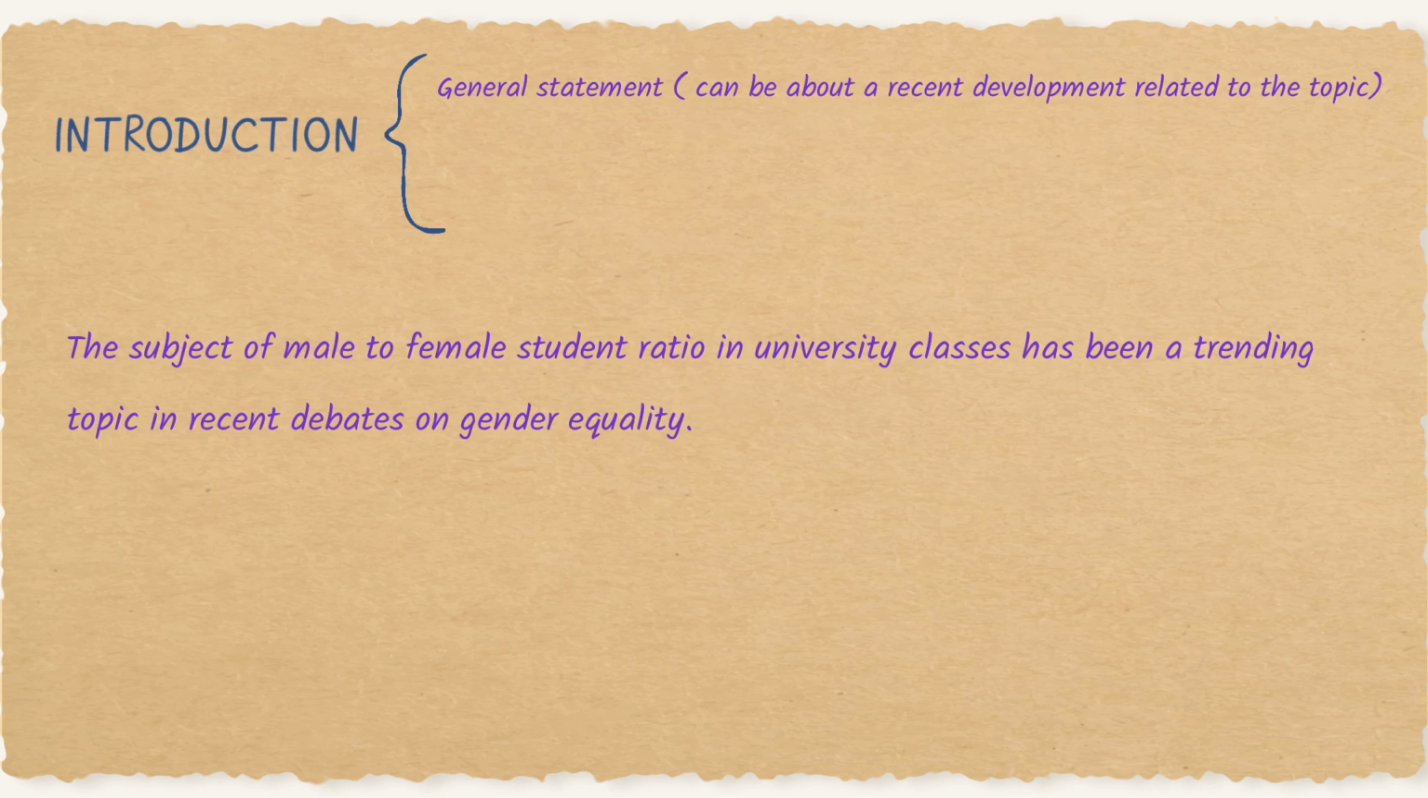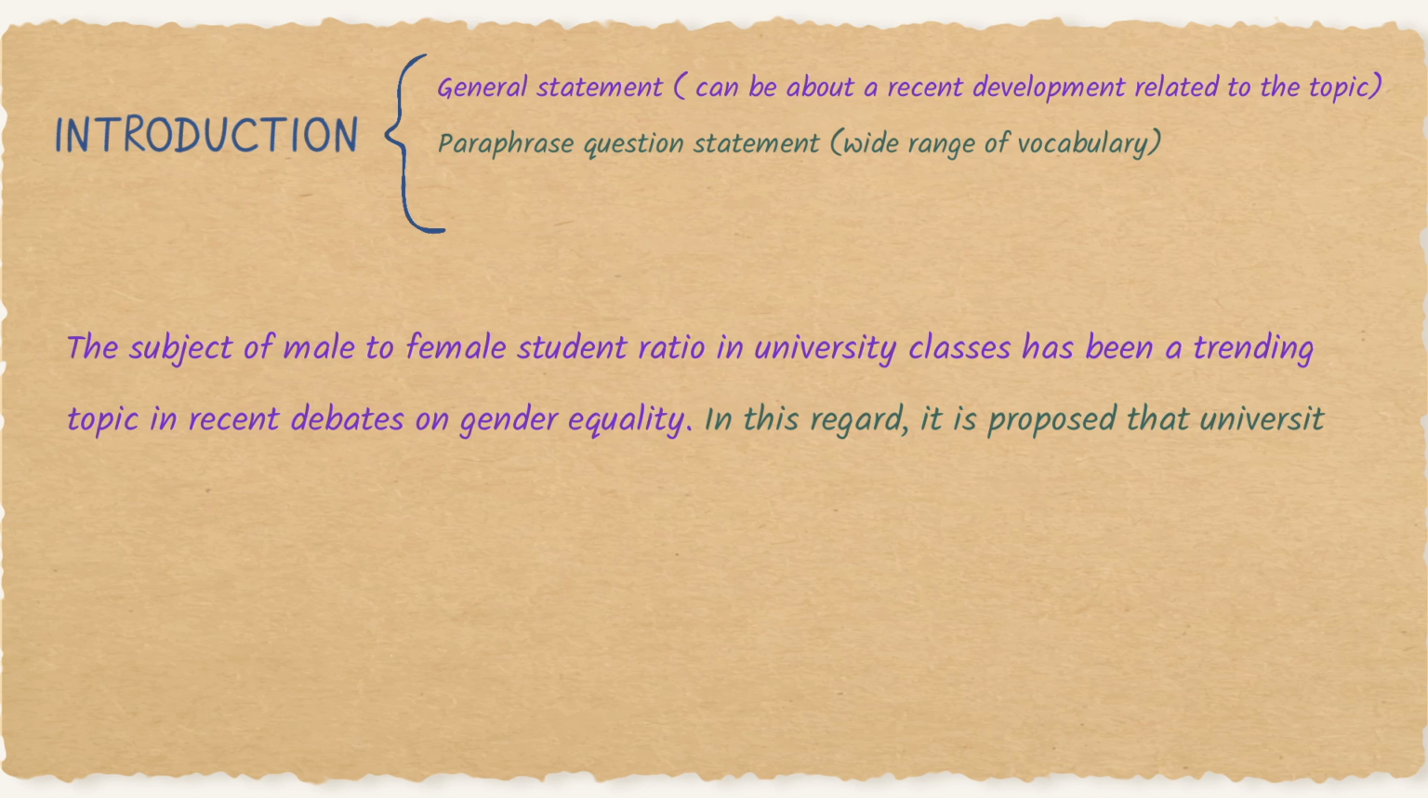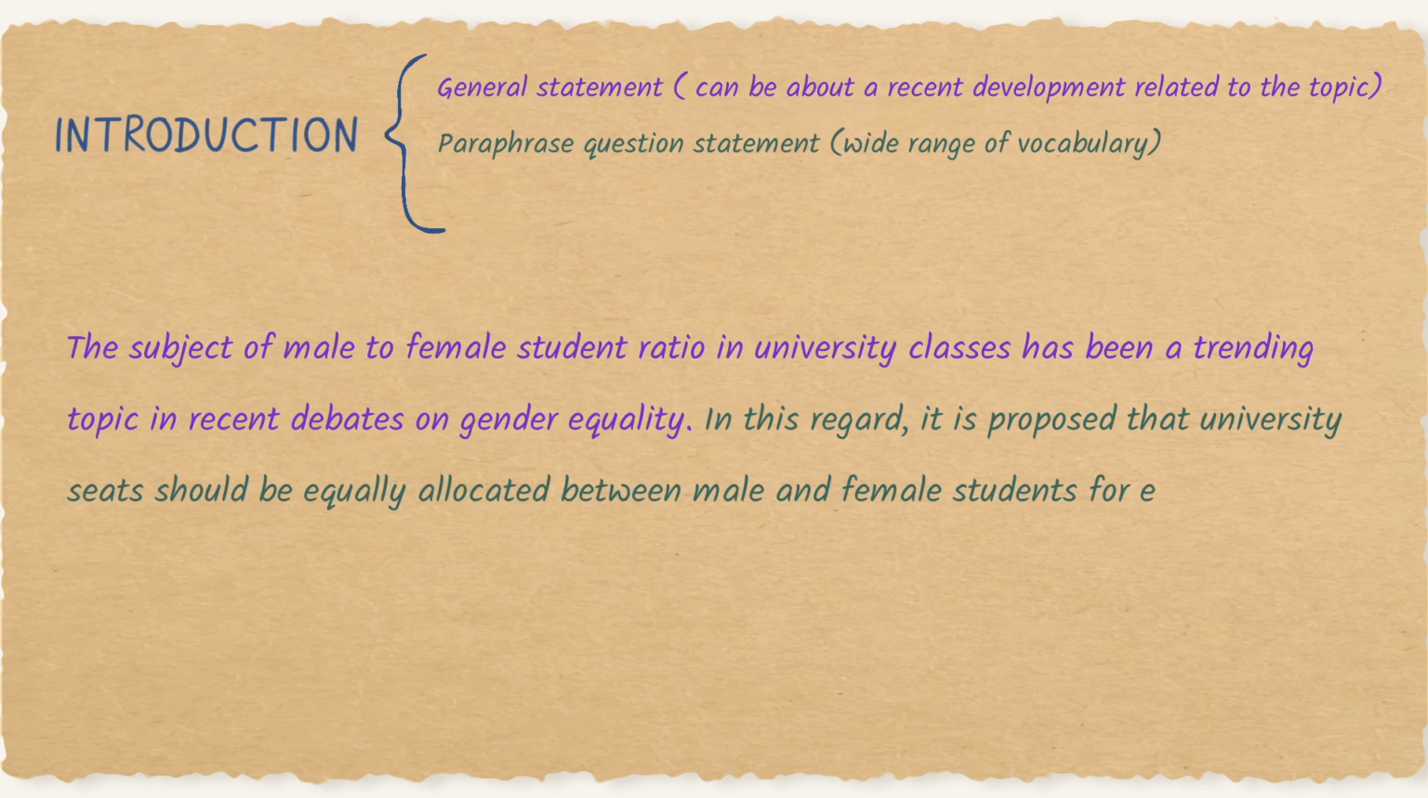Now, my second sentence will be paraphrasing the question statement. So I paraphrase the question using some synonym language, in order to show the examiner a wide range of vocabulary that I know. In this regard, it is proposed that university seats should be equally allocated between male and female students for every course. So instead of every subject, I've written every course.